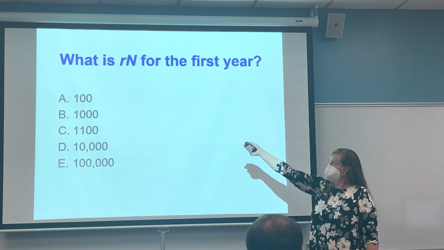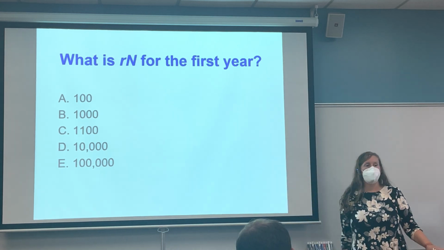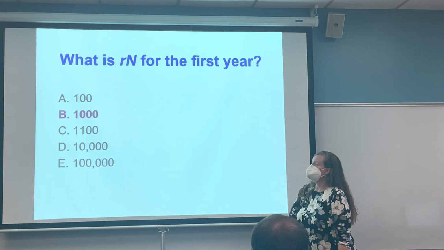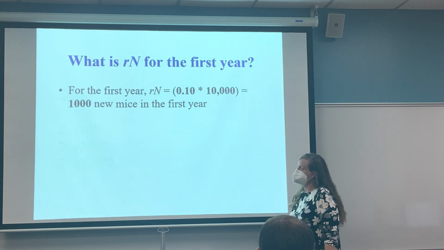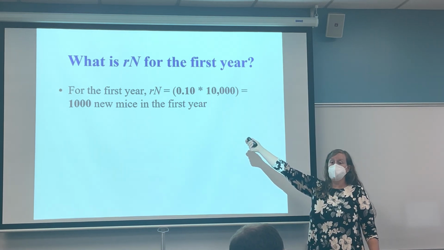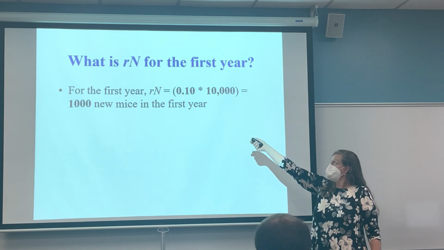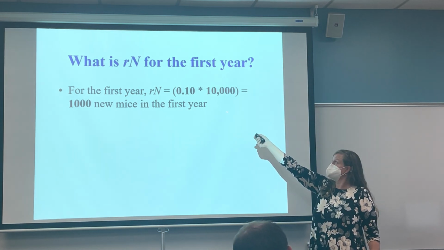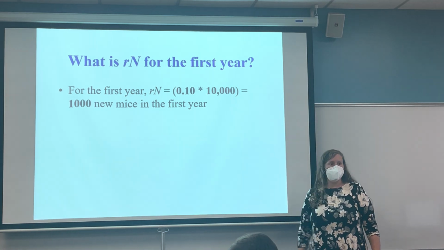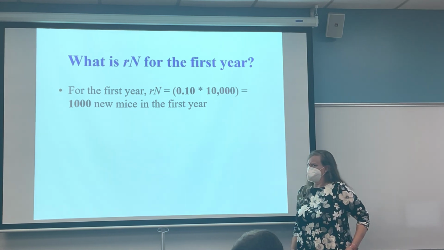If we know r and we know N, what is rN for the first year? How many individuals did we add? Yeah, good. So we added 1,000. We calculate that out, rN: 0.10 was our growth rate, 10,000 individuals was our N. We had 10,000 individuals in the population to start with, times our growth rate. That gave us 1,000 individuals in that first year. Is that a lot? Yeah.